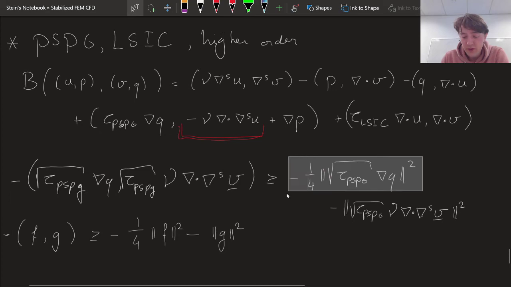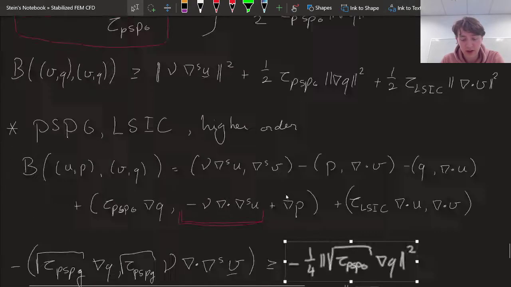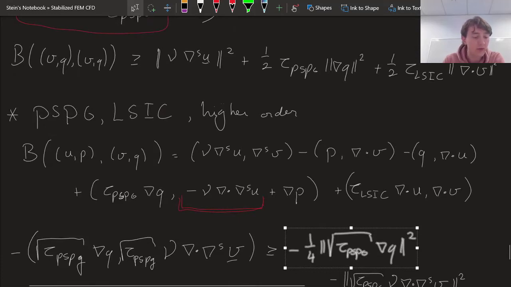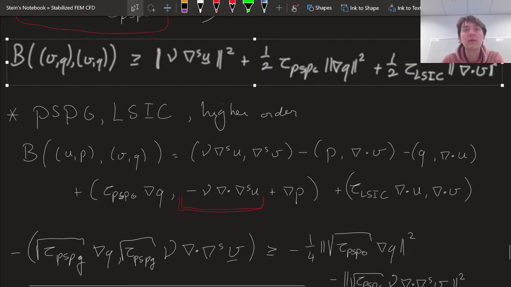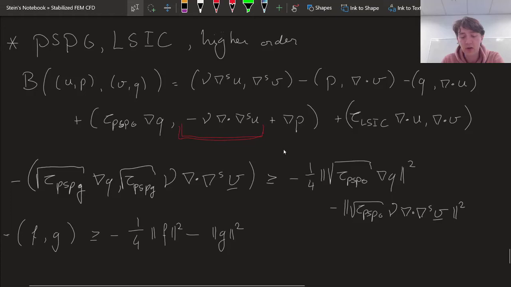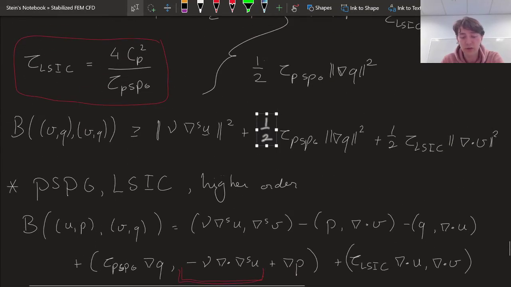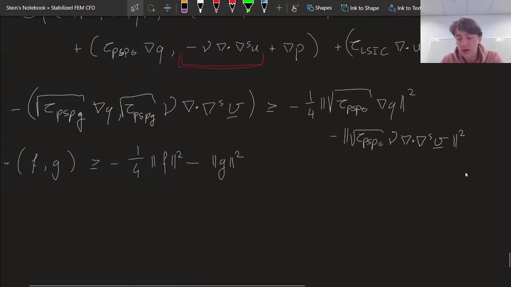Okay, well, this first part is really not a problem. Remember that in the linear case we were left with this coercivity statement. But we still have half tau PSPG times the norm of the gradient of Q left. So we can simply subtract a quarter and we're still left with 1/4. So that's not an issue. Clearly this is the issue. What are we going to do with this term?